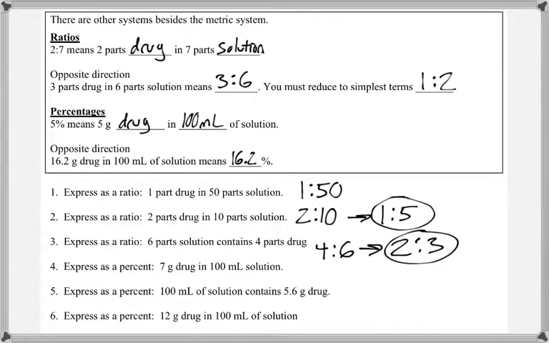So number 4 says express as a percent 7 grams of drug in 100 milliliters of solution. That's just 7%. 100 milliliters of solution contains 5.6 grams of drug. They're trying to trick us by switching up the order, but it's just going to be 5.6%. And then number 6, 12 grams of drug in 100 milliliters of solution is going to be 12%.